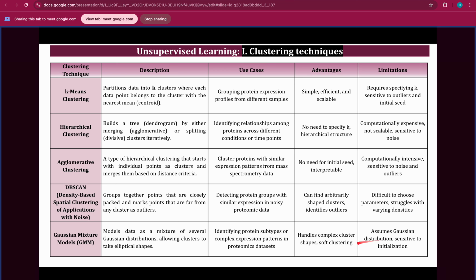It assumes Gaussian distribution and is sensitive to initialization. So if the data in your distribution is not normal, or not in a Gaussian distribution, then there will be a problem. You can only use Gaussian mixture models when the distribution of the sample variables in your data set is a normal distribution.